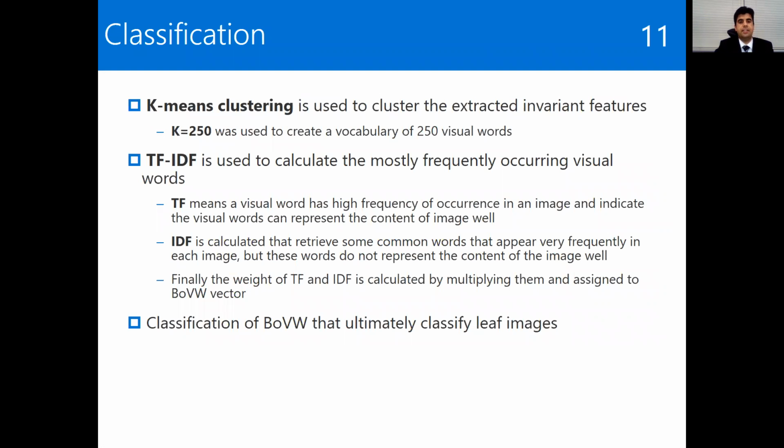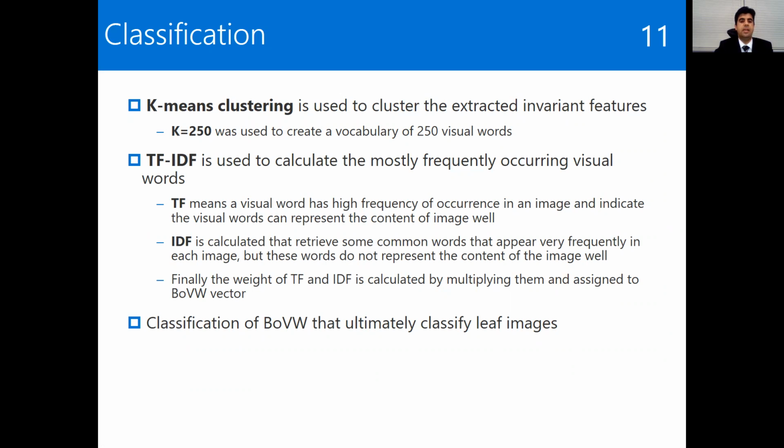Then for classification, we have used K-means clustering, which clustered the extracted invariant features. And for our experimental results, we have used the value of K as 250 in order to create a visual vocabulary of 250. And then we used a very commonly used technique, TF-IDF, which calculates the most frequently occurring visual words.